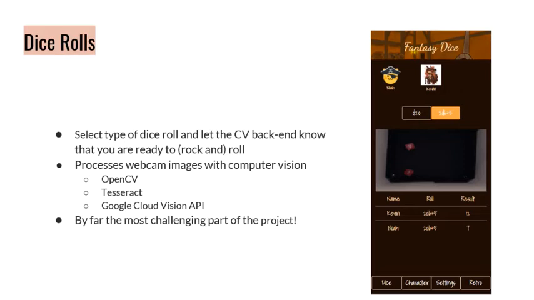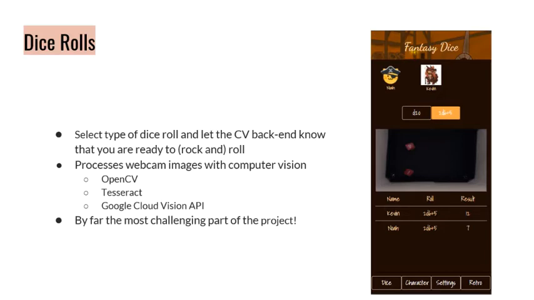The user will select the type of roll they want to make, and you can see over on the right they have chosen 2d6 plus 5. And this lets the computer vision module on the back end know that a roll is about to take place. And this will do a couple things. One of those is to actually show the camera feed of the dice being rolled in the tray.